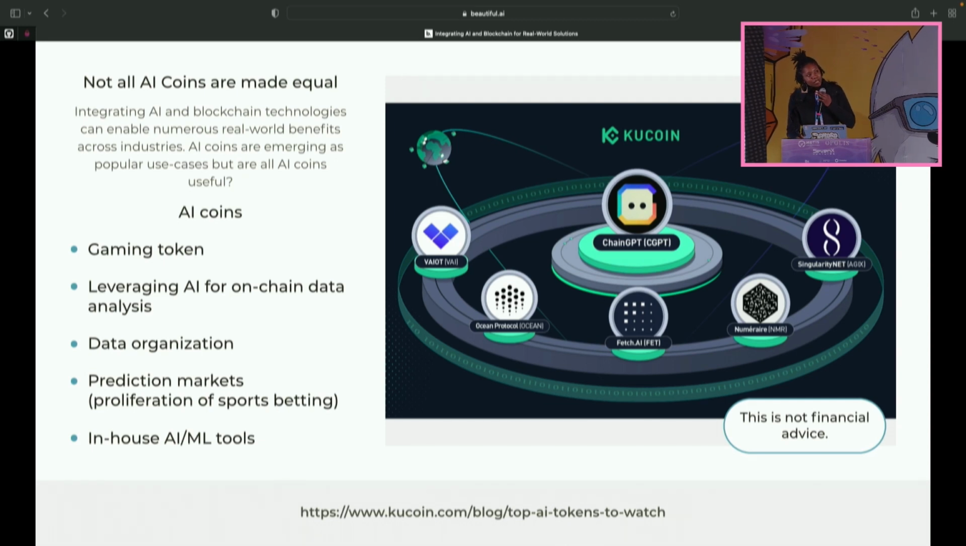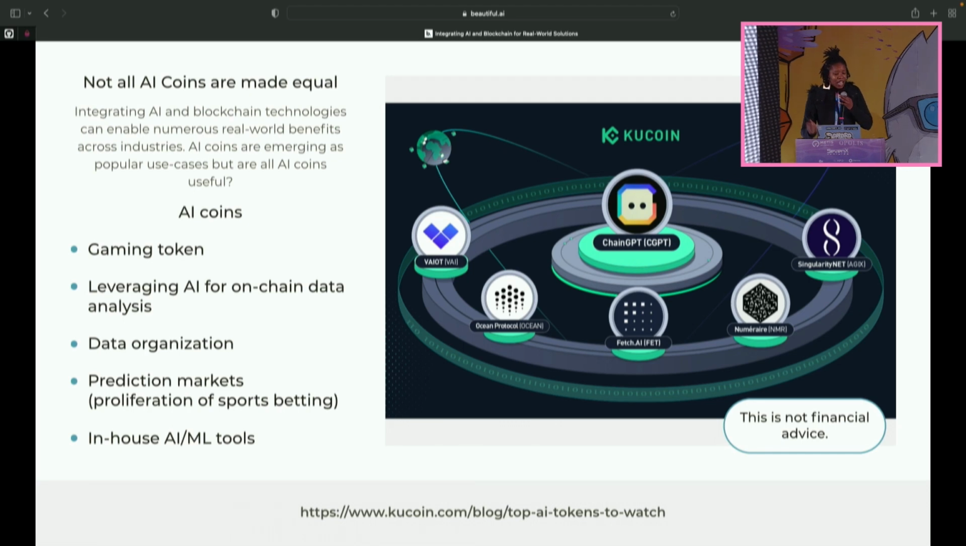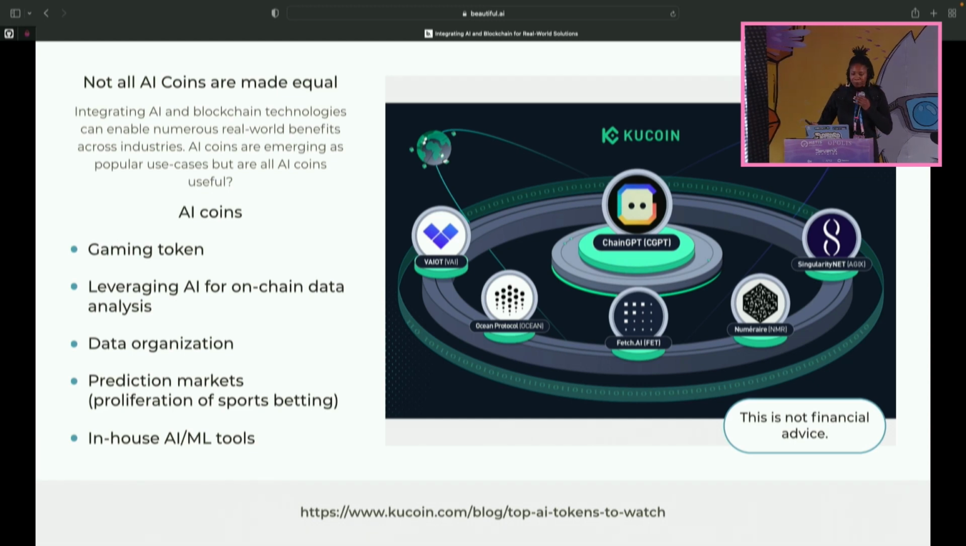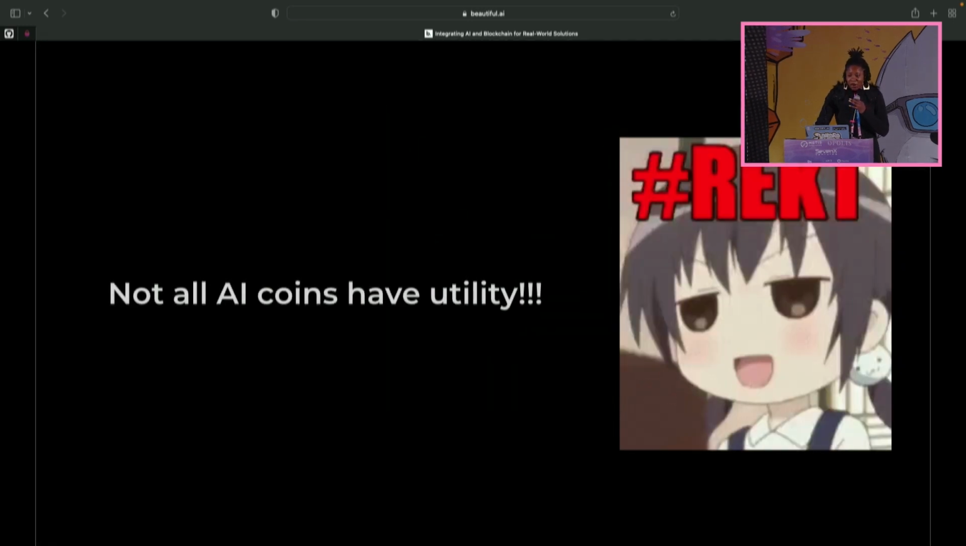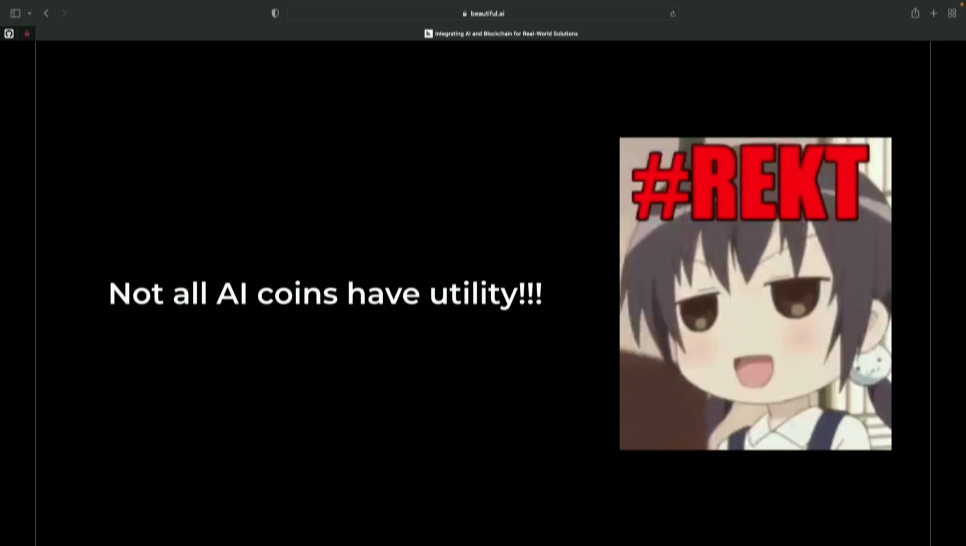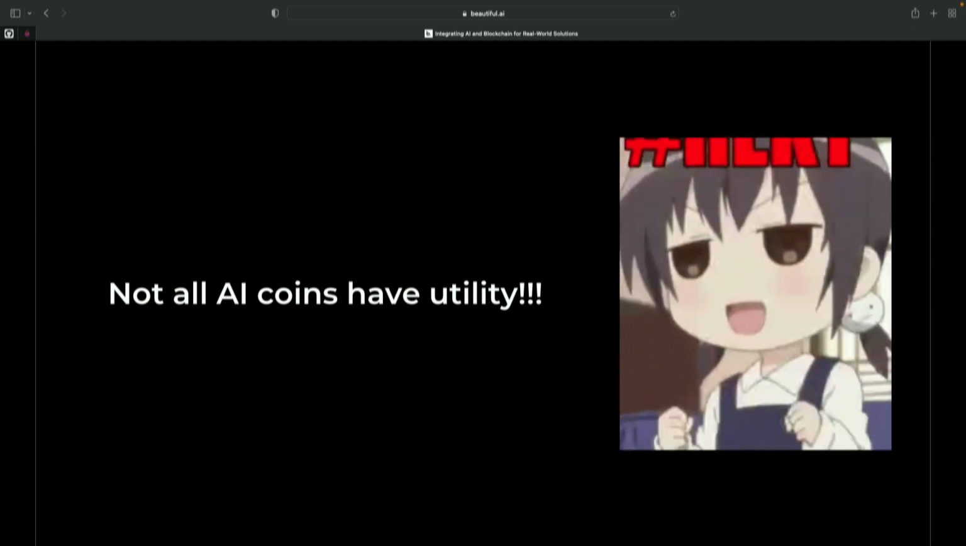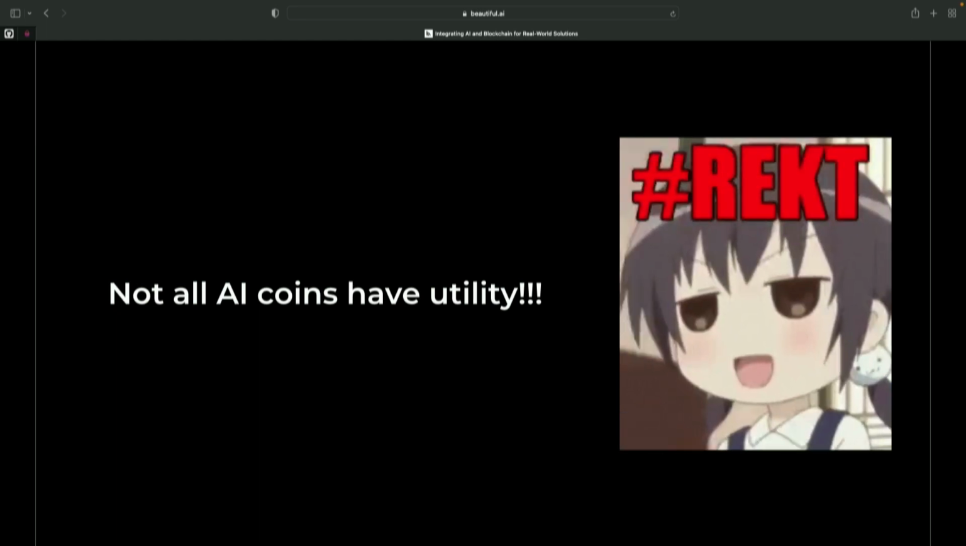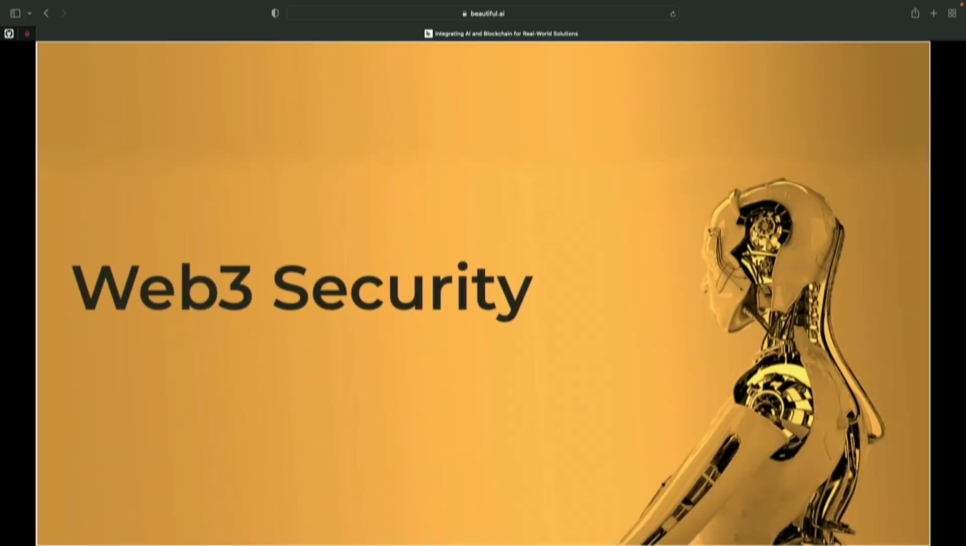And some AI coins actually have utility. Gaming tokens, leveraging AI for tracking on-chain data, data organization, prediction models, markets, et cetera. So going back to what I was saying, we're going to see a lot of AI coins in the next couple of years, especially with the Bitcoin bull run coming up. So I want people to be very, very keen and aware that it's going to happen, and we have to be smart when it comes to doing your own research. And so Web3 security.